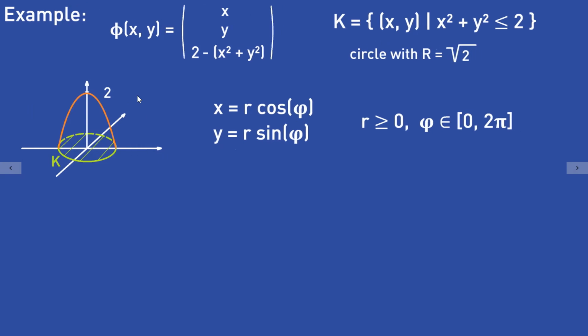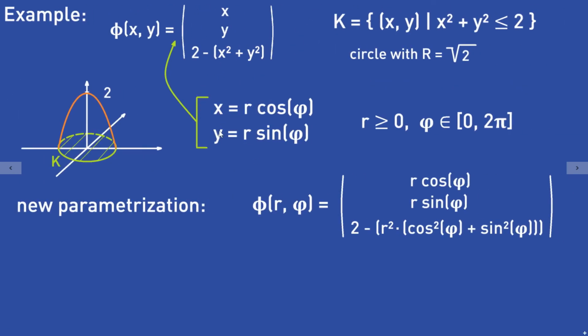That means we write x as r times the cosine of phi and y as r times the sine of phi. Now we have new variables r and phi. R describes a positive radius and phi an angle between 0 and 2 pi. By using these new coordinates, we also get a new parametrization. So we have to insert x and y here in the old parametrization and get a new parametrization that depends on r and phi.